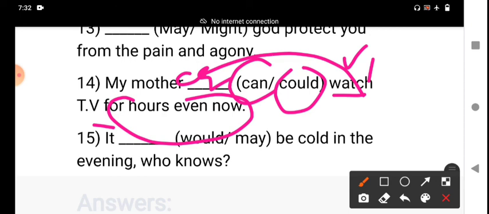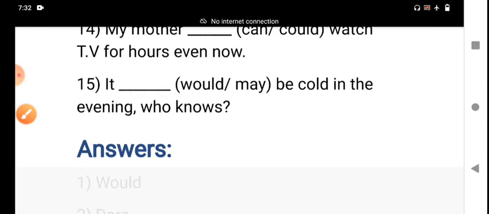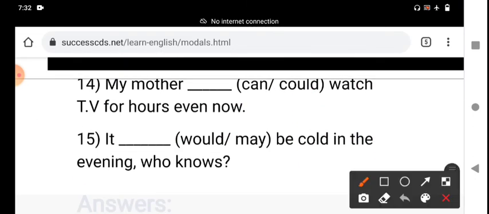That means can has been used for one of its functions, ability. We use can to talk about ability to do something in the present or future. Could is the past. Can is present and future. We are talking about ability or capacity. That's why we select can in the present tense. My mother can watch TV for hours even now. The last blank.